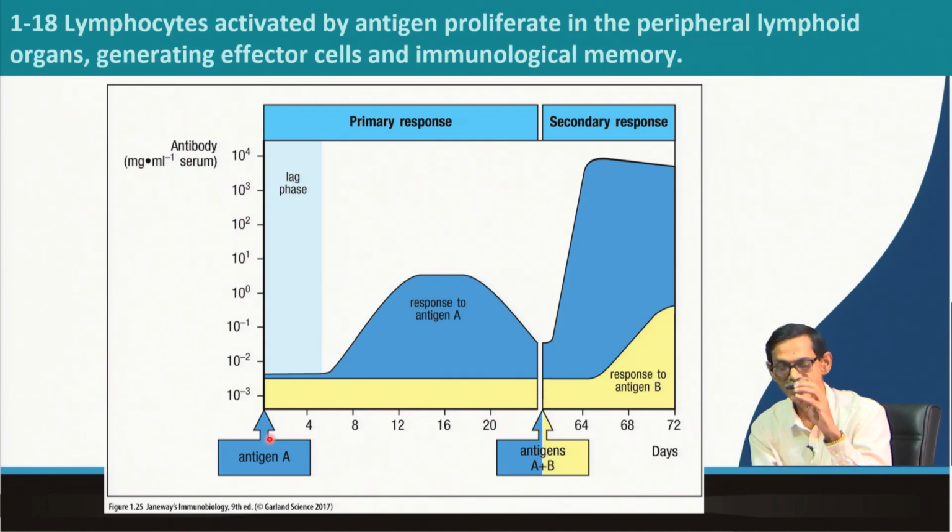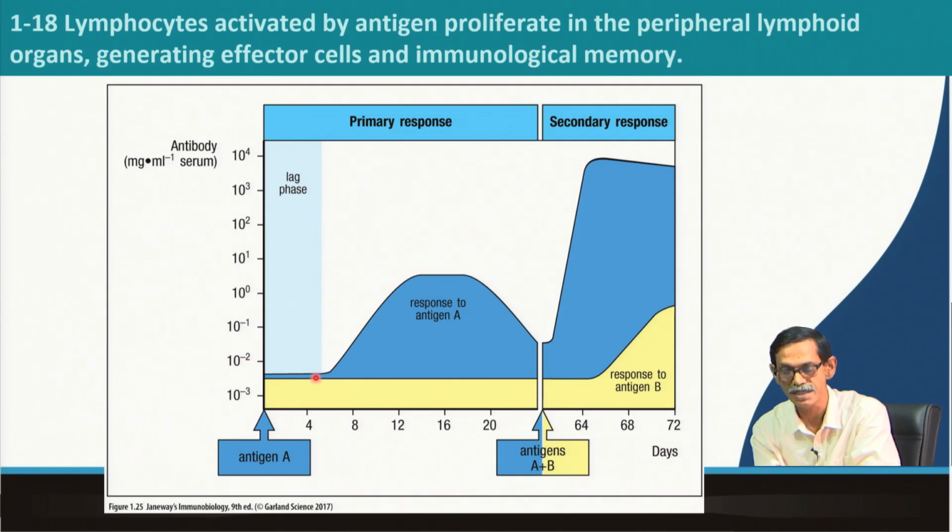So, antibody against antigen A we can measure; there are several techniques. Suppose one of the techniques is used to measure the specific antibody concentration in blood against antigen A. What happened? Suppose antigen A is injected, this is day 0. And every day if you measure the presence of specific antibody in serum, what will we see?